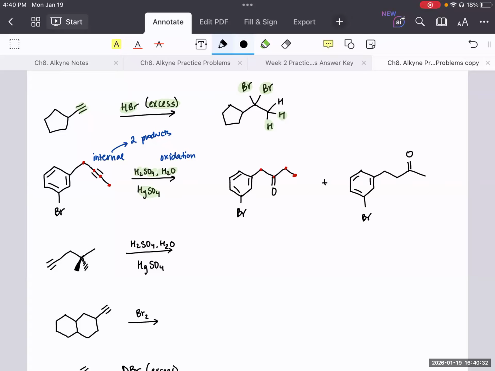And for this one, I didn't draw the enol form. I just drew the final product that you would get. And again, note that you get a mixture of 2 products here because you have an internal alkyne, which is equally substituted.